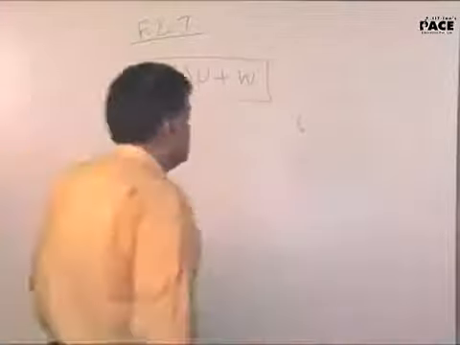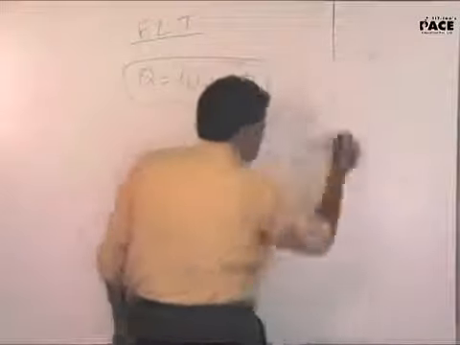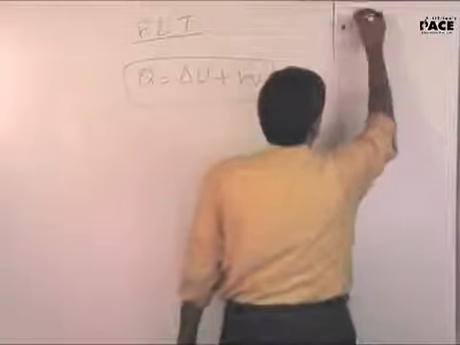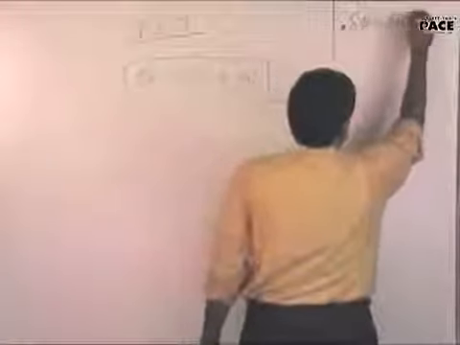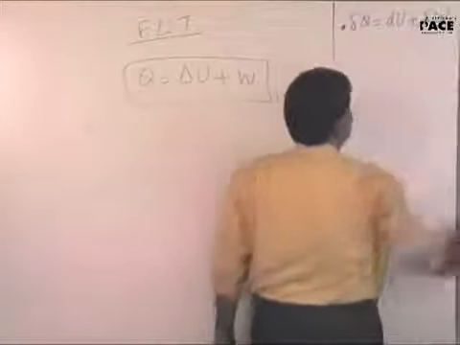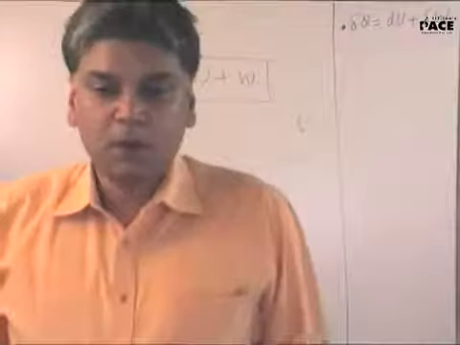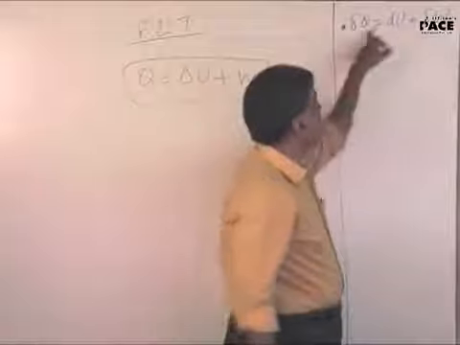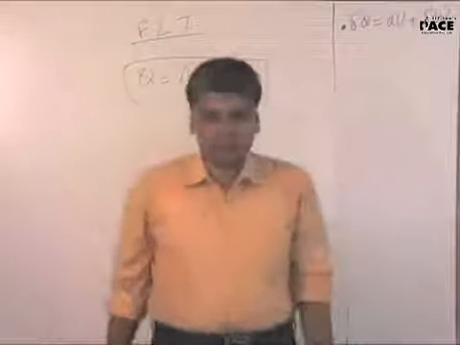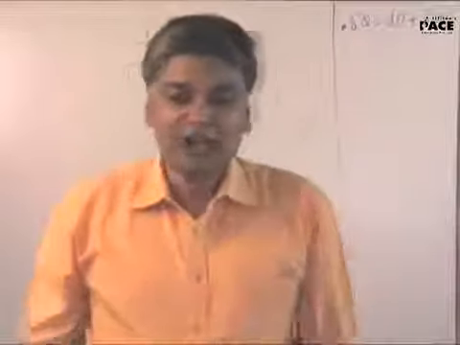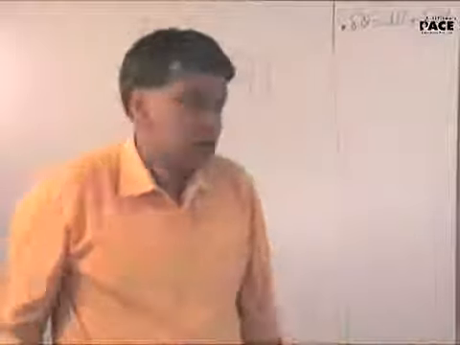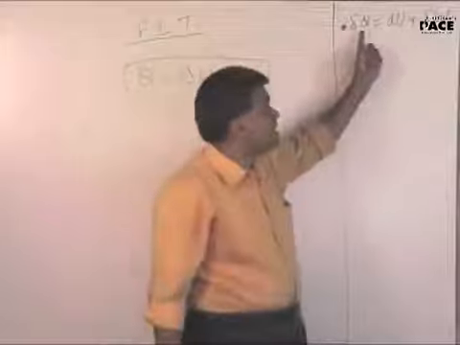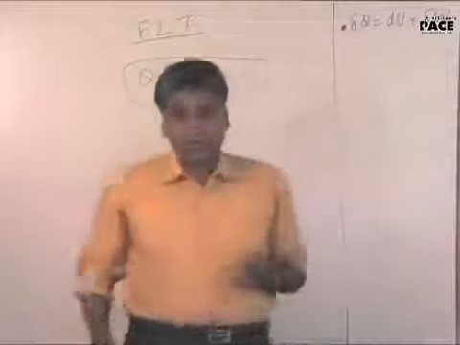And we could write this formula alternatively in this format: del Q equals dU plus del W. So this symbol we are putting to show that Q and W are path functions, and U is a state function or point function. So Q and W are path functions, so that will depend upon the path between initial and final states.